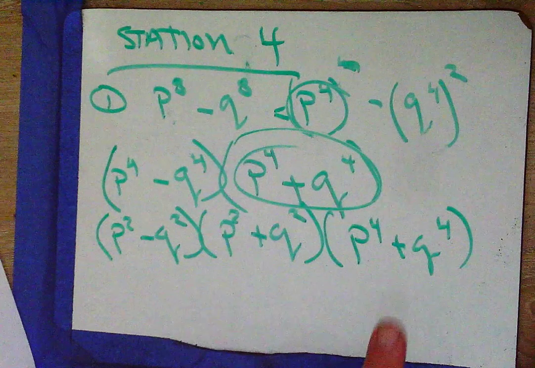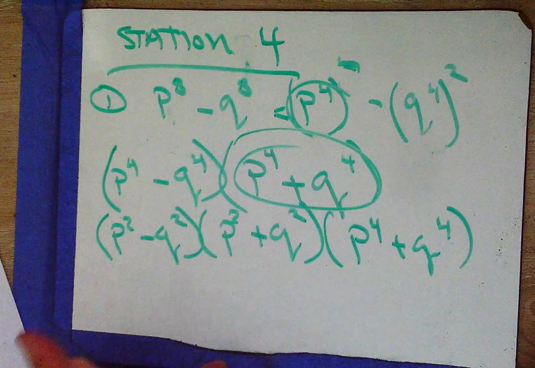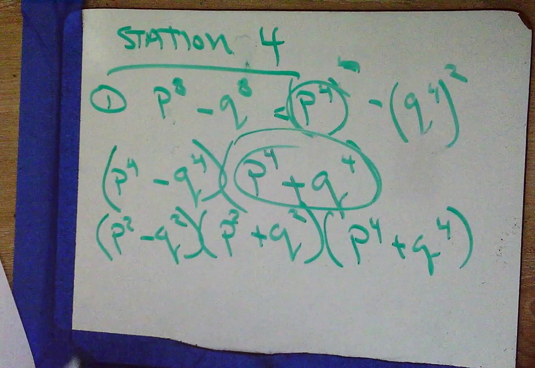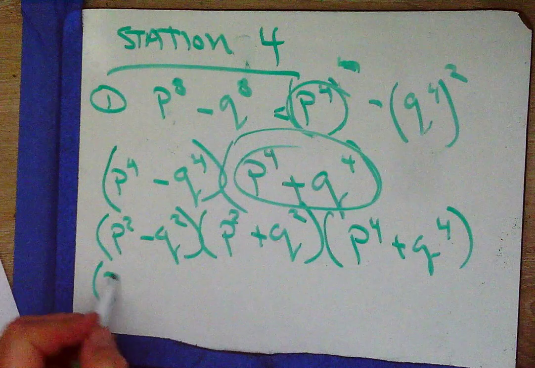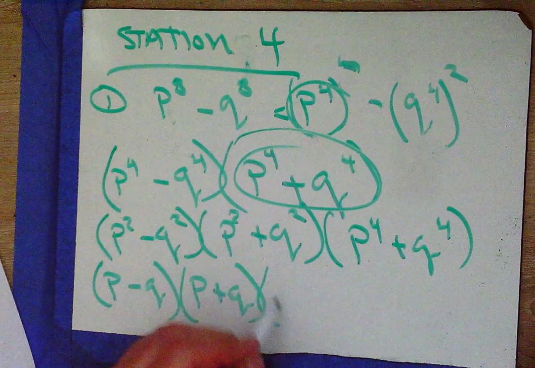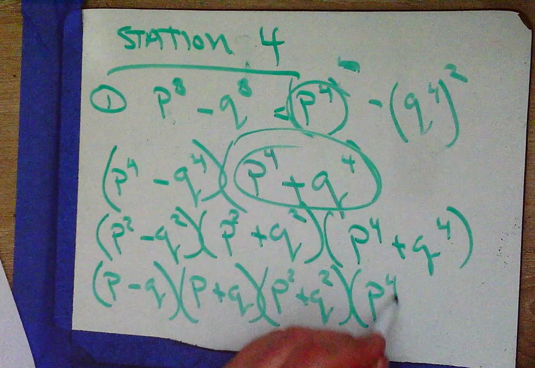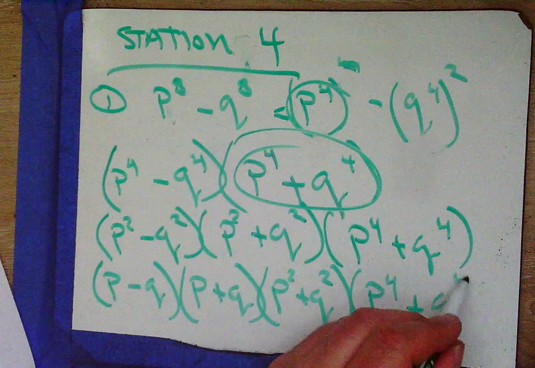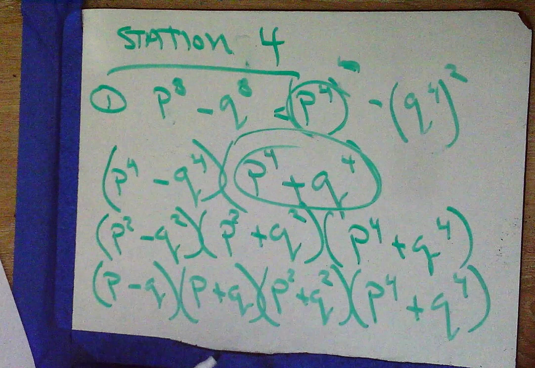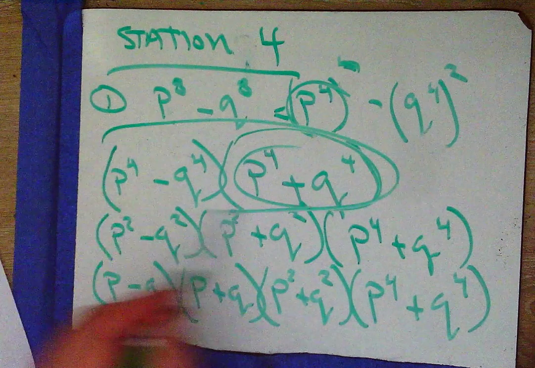All right, so I can't factor that without imaginaries. I can't factor that without imaginaries, but what do we have here? Another difference of squares. All right, so this one's going to be p minus q, p plus q, p squared plus q squared, p to the 4th plus q to the 4th. Ta-da! That's completely factored.